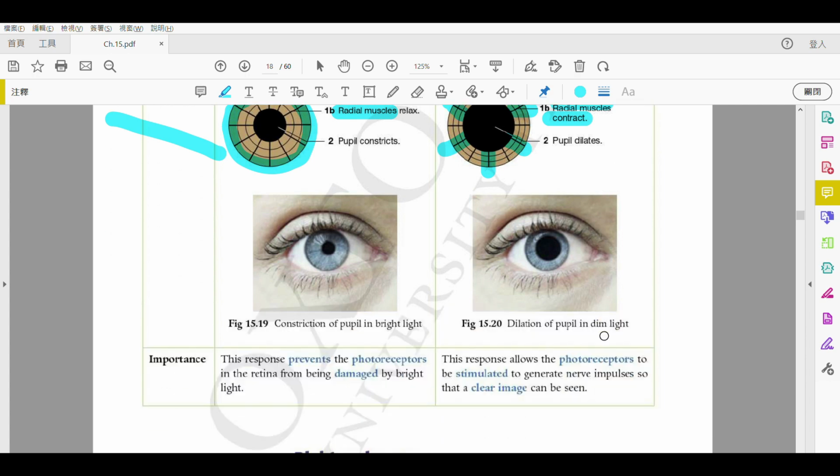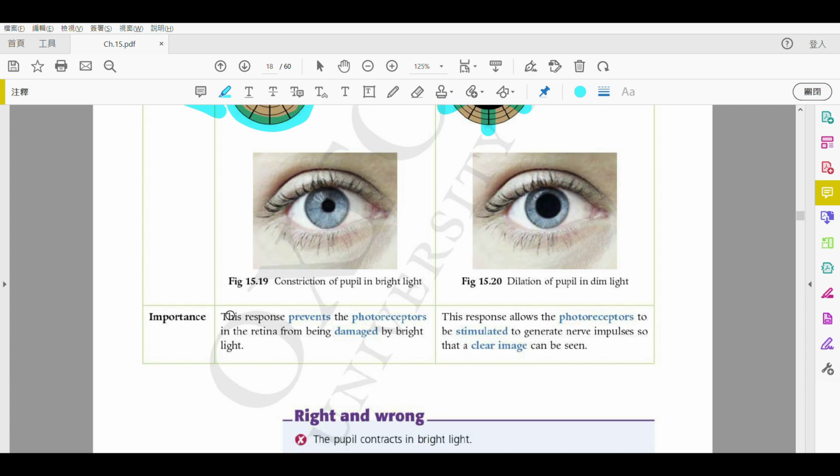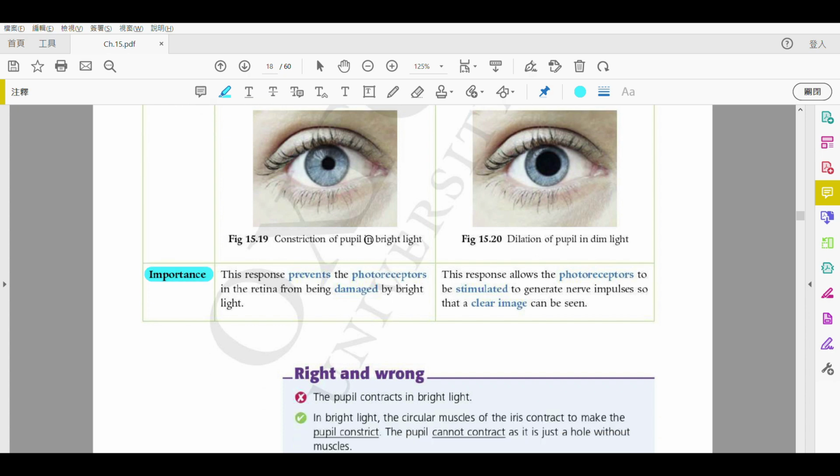Alright? So this diagram, we have seen similar things earlier when we talked about the internal structure. Okay? But then there is one important point, 有個重要嘅位置嘅. That is, why do we need to make our pupil look smaller when there is a strong light? Because this prevents the photoreceptors from being damaged. 係防止佢哋受到 damage by the bright light.